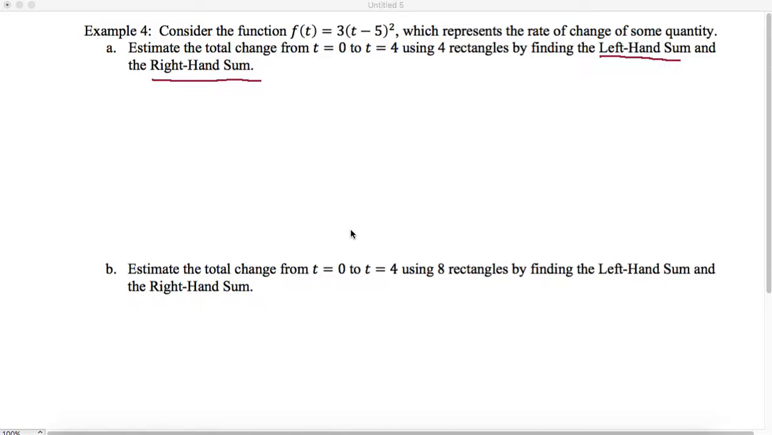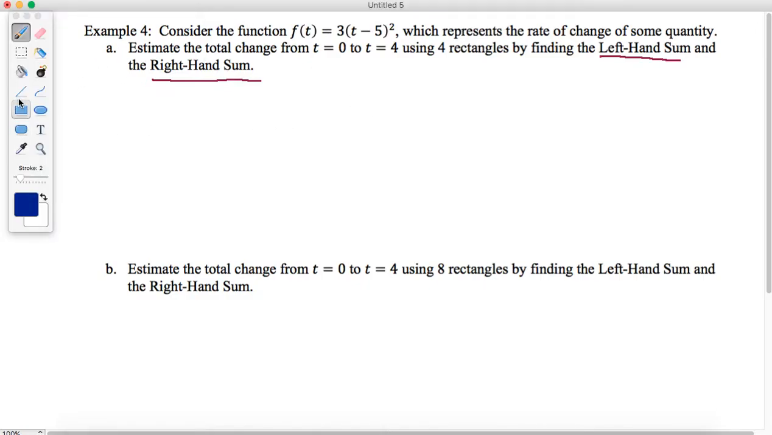So now that we know what we mean by left hand sum and right hand sum, let's do it, right? So remember, I'm going to shorten what I just said at the end of the last video. This is what I generally do when I know I'm going to use left hand and right hand sum. I know I'm going to go from t equals 0 to t equals 4, and I'm going to use 4 rectangles, right?